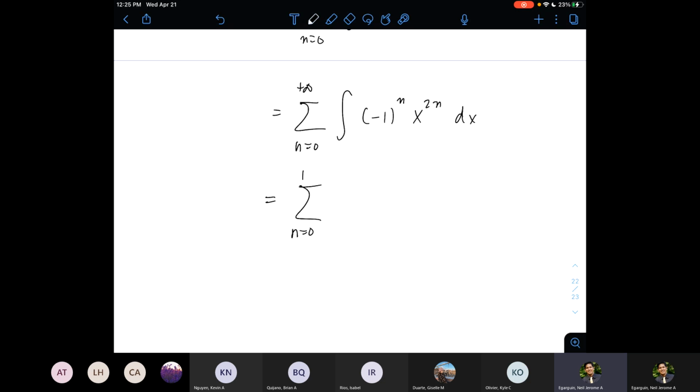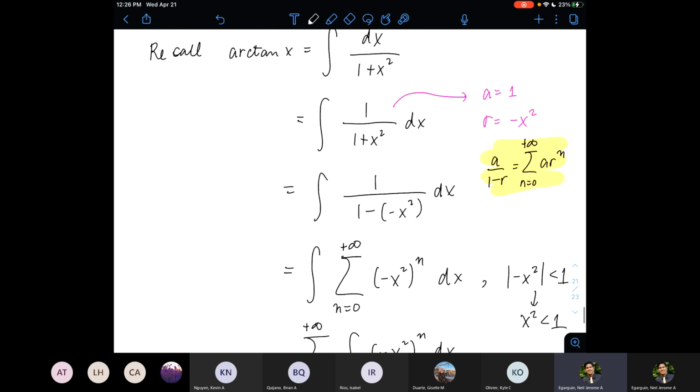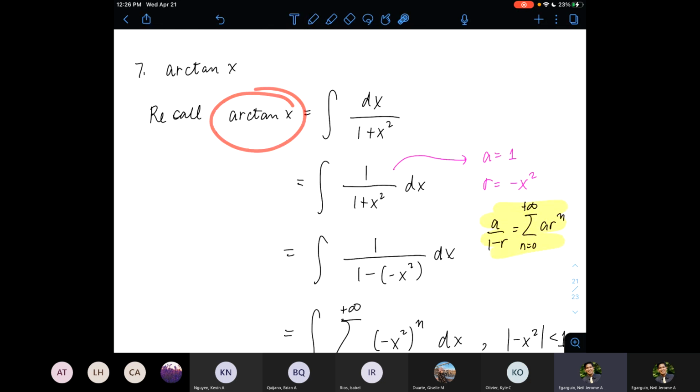So I'll have this, negative 1 to the power n, and then we'll be left with the integral of x to the power 2n. Remember, n is a constant. So that means this will just be x to the power 2n plus 1 all over 2n plus 1 plus the arbitrary constant c, all the way out of the summation. All right. And this is our expansion for arctan of x, right? Remember, all of them are equal to arctan of x over there.